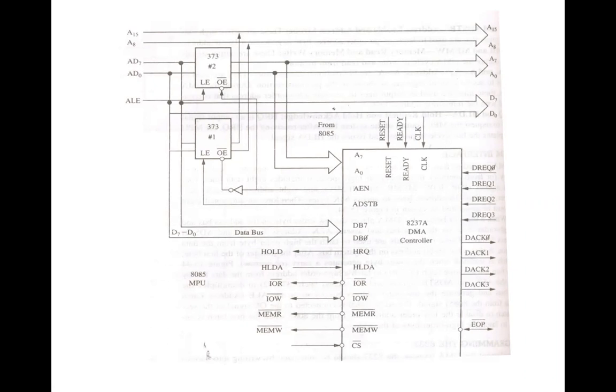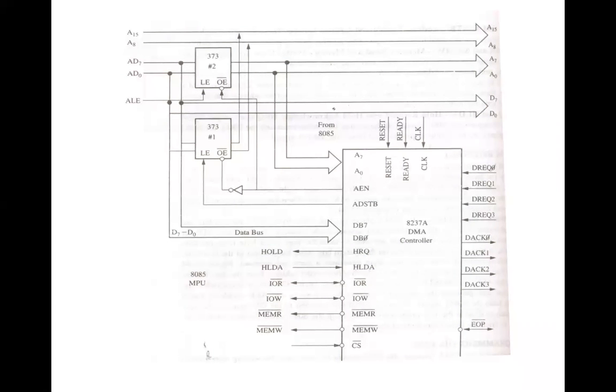Now, the DMA controller continues the transfer of data by asserting the necessary control signals such as I/O read, I/O write, memory read, or memory write until this DACK signal is high. Once this DACK signal is high, this 8237 remains active by using these signals, and it will be transferring the data.